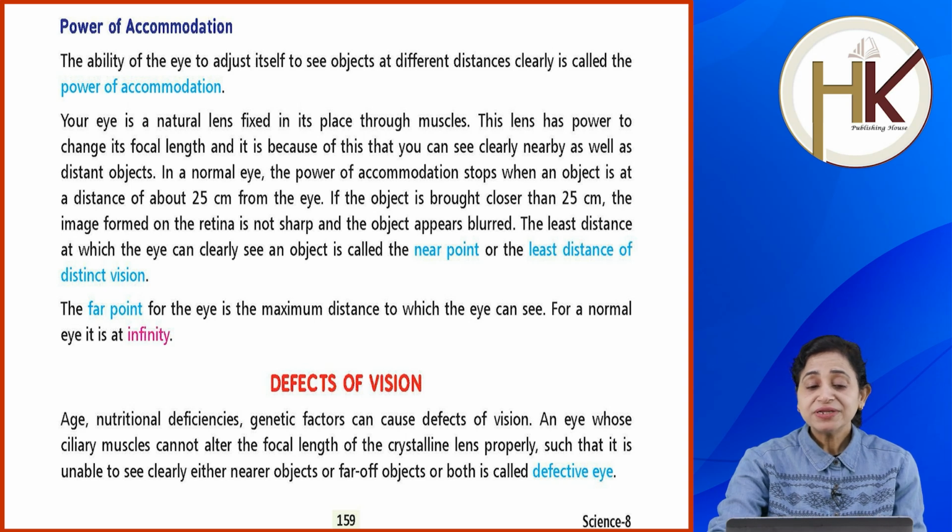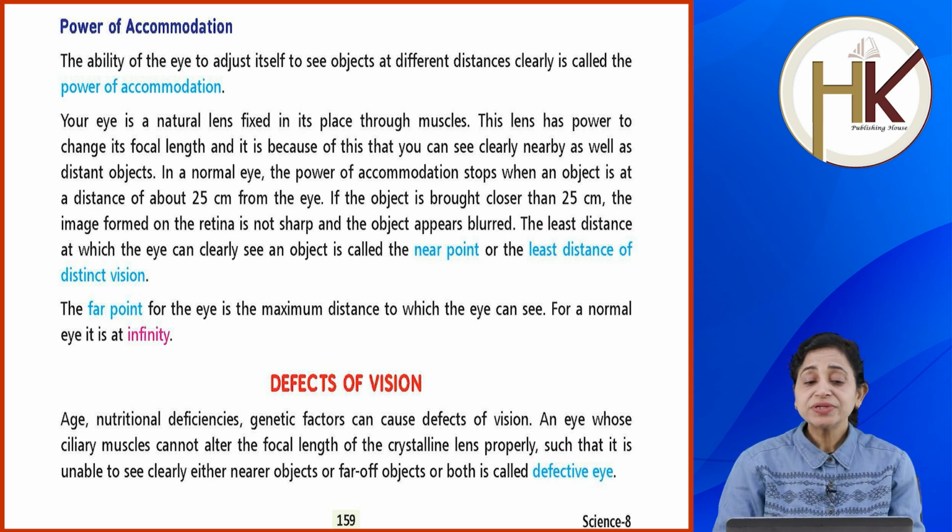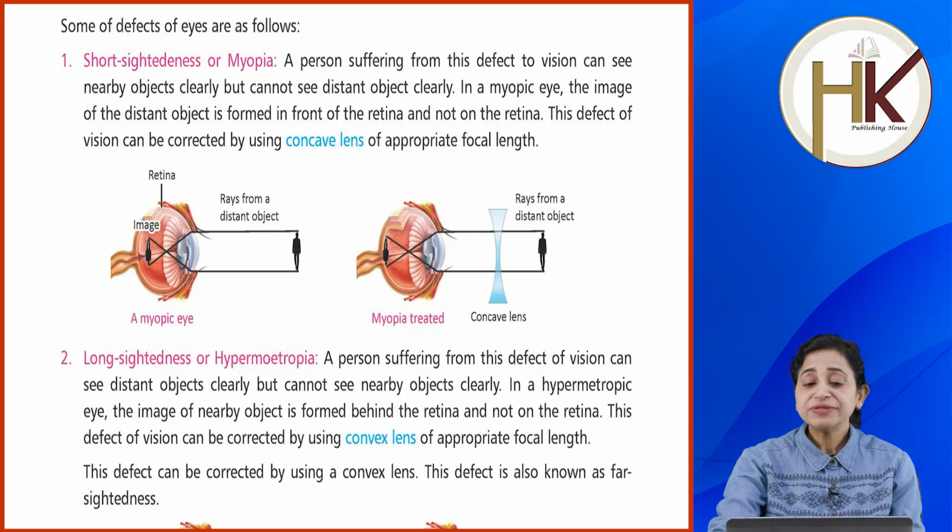Defects of vision. Age, nutritional deficiency, and genetic factors can cause defects of vision. An eye whose ciliary muscles cannot alter the focal length of the crystalline lens properly, such that it is unable to see clearly either nearer objects or far off objects or both, is called a defective eye. Some defects of the eye are as follows.